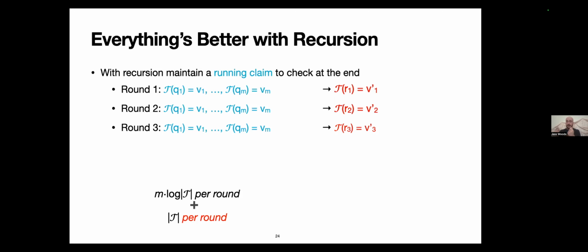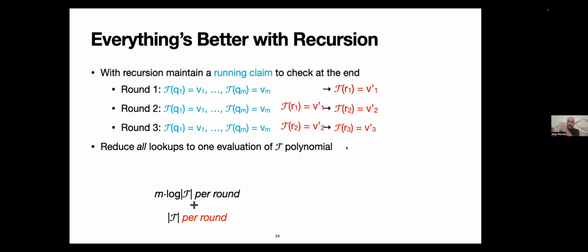You'll notice that each of these claims we have at the end, T of R1 equals V prime 1, are themselves just evaluations of this polynomial T. So they're actually lookups in and of themselves. So what we can do is roll each lookup into the next round. After round 1, we have the claim T of R1 equals V prime 1, and we roll that into the next round of lookups during round 2. Then we roll round 2's lookup into the next round of lookups at round 3. Now the only T we actually have to evaluate is the final check. In this 3-round example, it would just be T of R3, the last thing we have to evaluate. We only have to do it once.